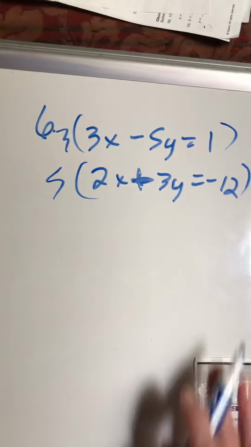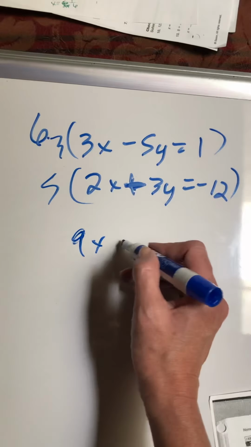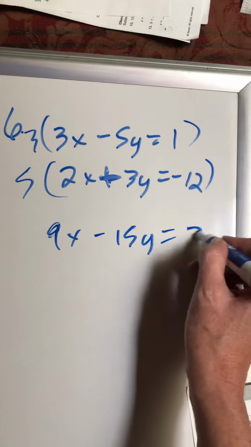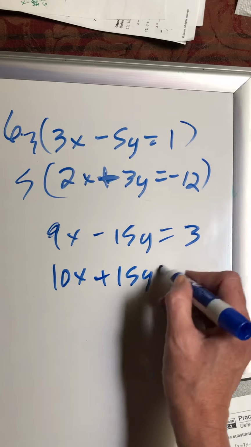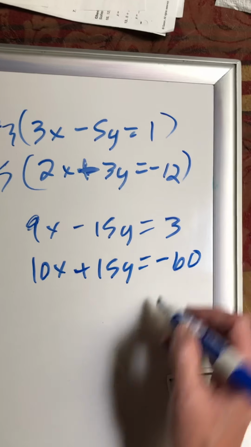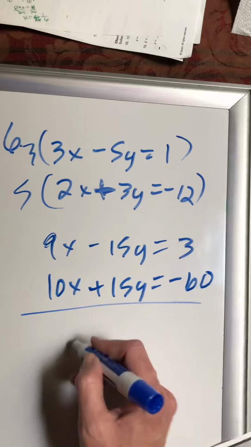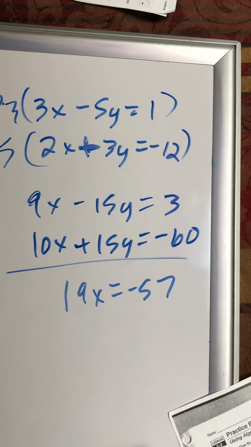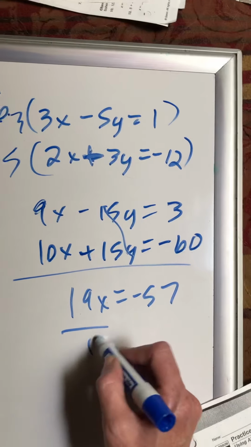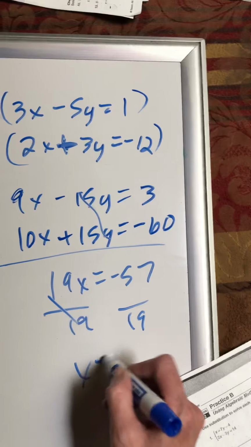So I can get a 15. So then 9x minus 15y equals 3, and 10x plus 15y equals negative 60. So then that's going to give me 19x equals negative 57, because these cancel. Divide by 19, so x is negative 3.